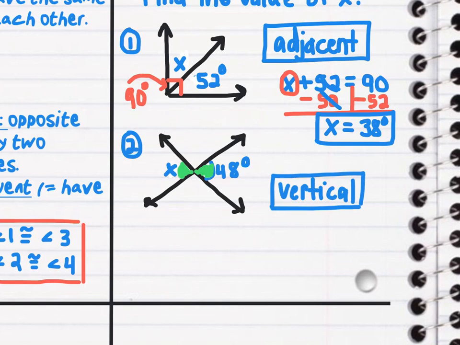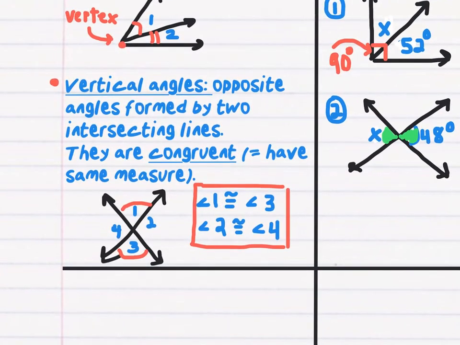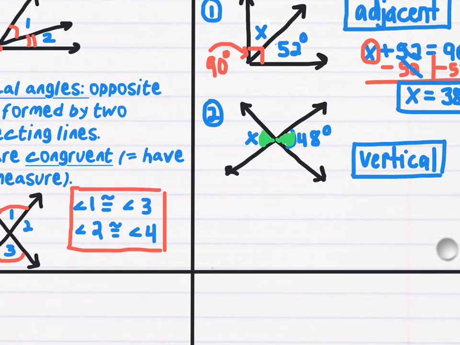But because they're vertical angles, remember what we said about vertical angles. Okay, this is key over here. Vertical angles, they are congruent, meaning they have the same measure. So since one of the angles is 48 degrees, then that means this angle is also 48 degrees. So there's no equation to solve. We just know that x equals 48 degrees. And then we write that down and we box it.